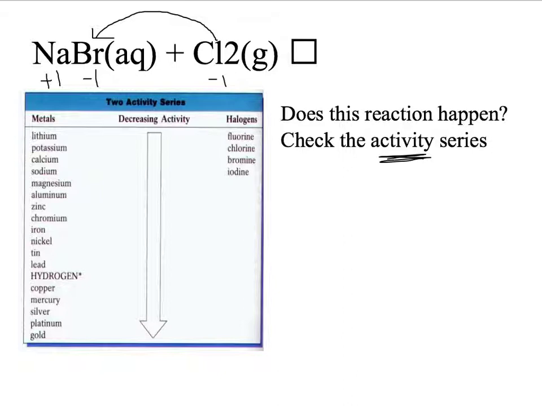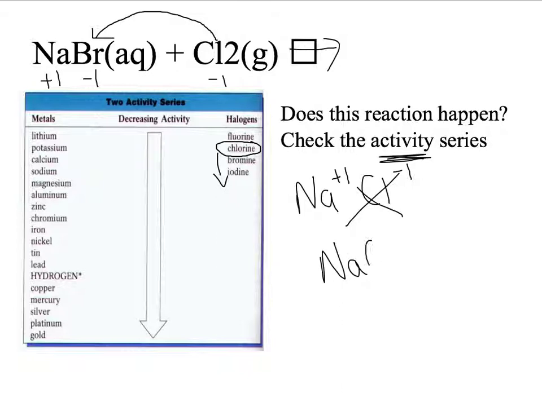So we look up chlorine. Here's chlorine. Is it higher up than bromine? Absolutely. So that means this reaction occurs. So now let's take a look. Na isn't going to be with Br anymore. Na +1, Cl -1, crisscross, or you don't even have to, it's NaCl.